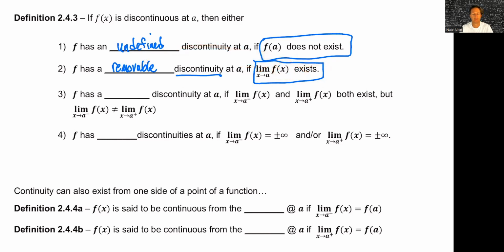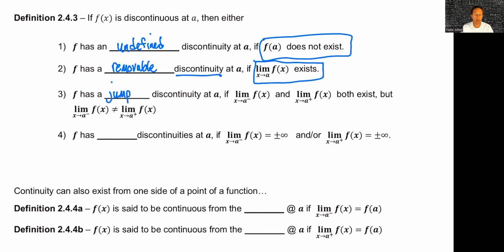And I told you when that typically happens is when we have a rational function and we can factor and simplify. Step 3 here. F has a what kind of discontinuity? If the limit from the left and the right both exist, but they are not the same. In other words, we have to jump to get from one side to the other, since they're not the same.